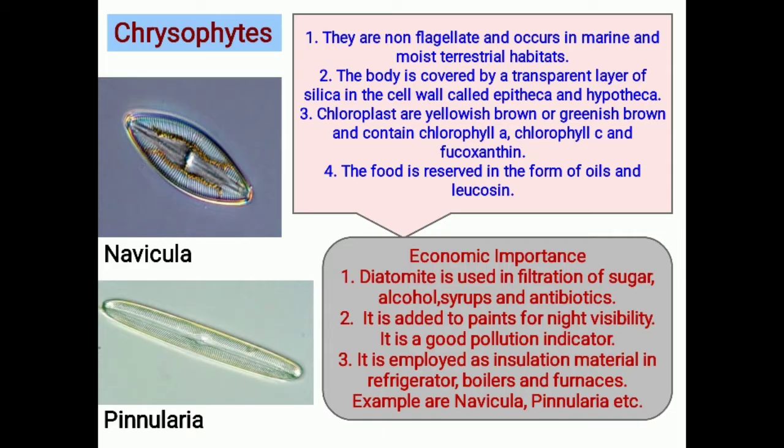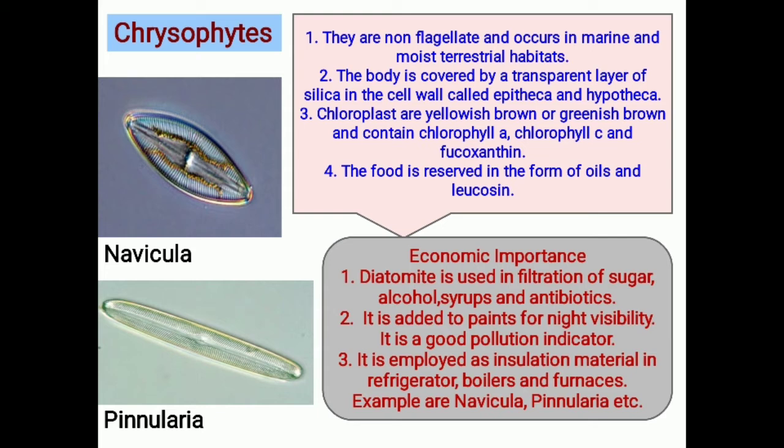The next group of the photosynthetic protists are the chrysophytes. Chrysophytes have the diagnostic features that they are non-flagellated, that means they do not have flagella, and occur mostly in marine habitat, and sometimes in moist terrestrial habitat, that means they can live on land in moist or wet soil also. The next important point to be kept in mind is that the body is covered by a transparent layer of silica in the cell wall.